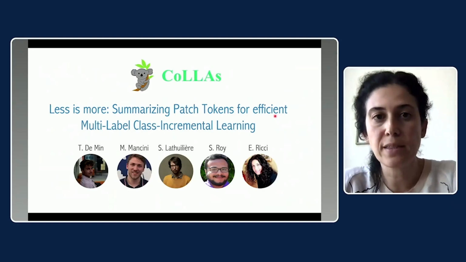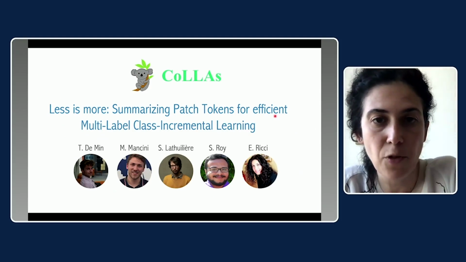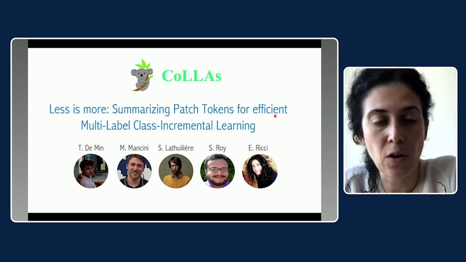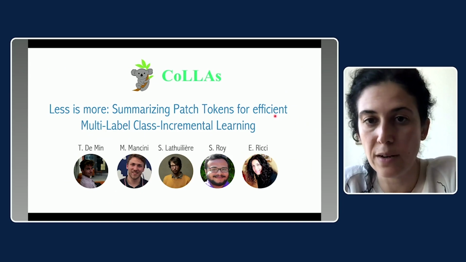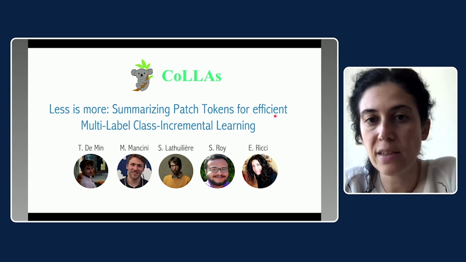The second work that I'm going to present to you is about another topic, but it's still focusing on efficiency. Here we are focusing on continual learning, and in particular on multi-label continual learning. And we have this idea of summarizing the patch tokens in a transformer for efficiency.